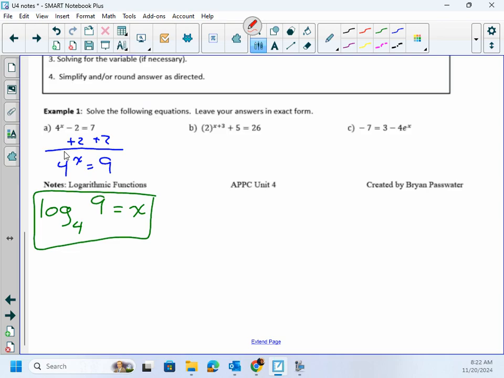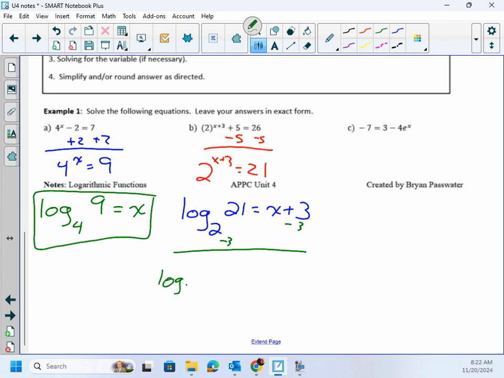Letter B says 2 to the x plus 3 plus 5 equals 26. The first thing I have to do is isolate the exponential portion. So I need to move the 5. So 2 to the x plus 3 equals 21. And now I'm going to take it out of exponential and put it into log. So it becomes log base 2 of 21 equals x plus 3. But I actually haven't solved for the variable yet, so we need to move this 3 to the other side. Now, this is going to be log base 2 of 21 minus 3 equals x.